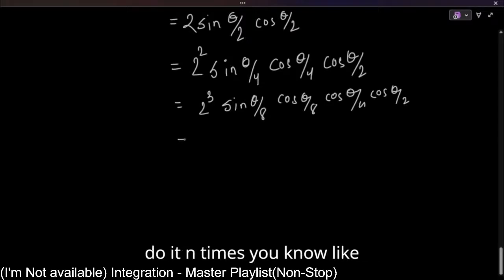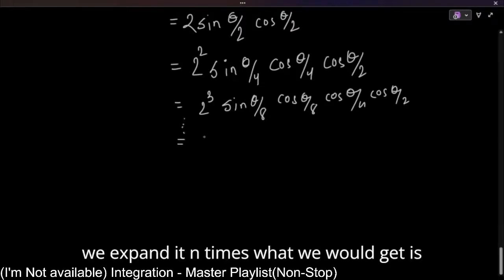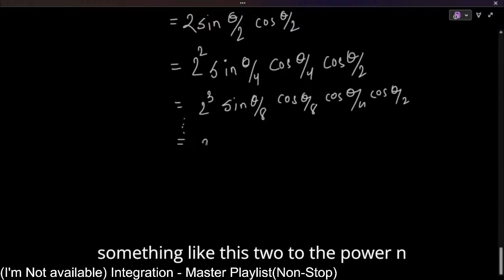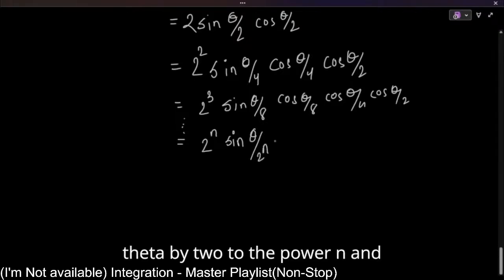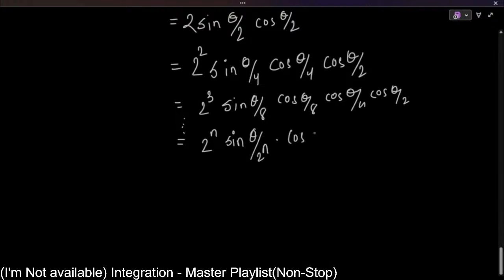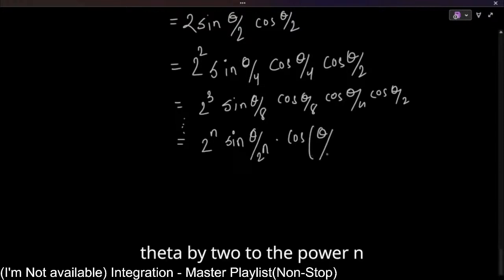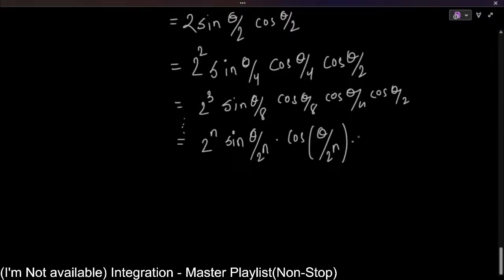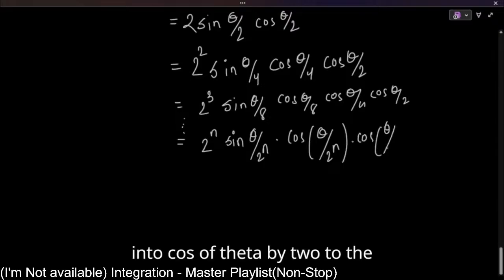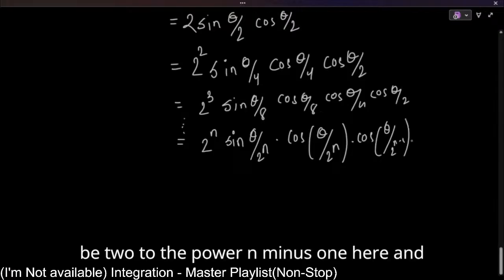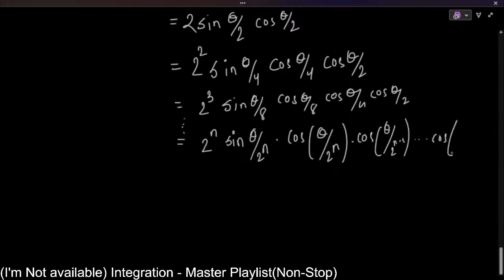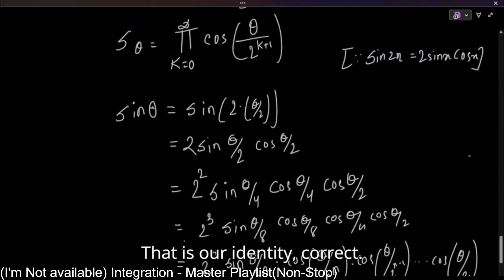So if we were to do it n times, like we expand it n times, what we would get is something like this. 2 to the power n sine of theta by 2 to the power n, and then there would be cos of theta by 2 to the power n into cos of theta by 2 to the power decreases, right? So if it was 2 to the power n here, it should be 2 to the power n minus 1 here, and this should go up to cos of theta by 2. That is our identity, correct?